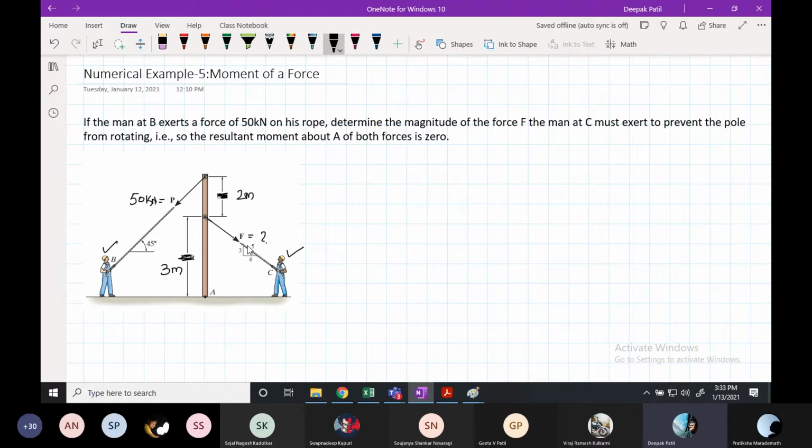Have you understood, students? Have you understood the question? Yes, sir. Very simple. Just you have to apply your mind.